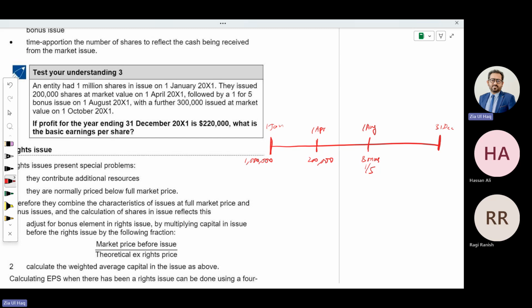When the bonus was issued, the company had 1.2 million shares. But it was 1 million at the start and 200,000 during the year, not for the complete year. How will we calculate the bonus issue here? We will calculate the bonus issue for both separately. For the 1 million, 1 million into 1 by 5, what's the value? 200,000. And this 1.2 million will be used for the complete year.